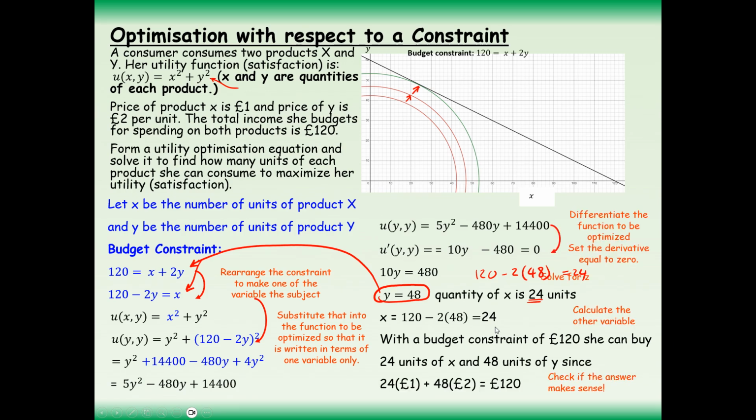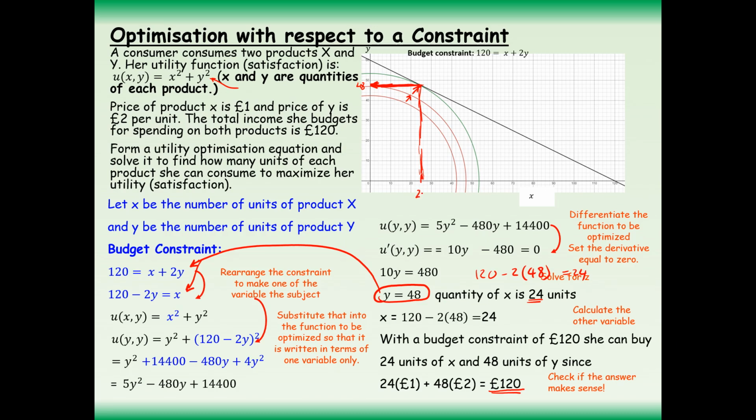And notice where the graph is, you can check actually that 24 times 1 plus 48 times 2 gives us the maximum amount that the consumer could have spent. And if we check out the graph here, the y value is exactly 48 there, somewhere between 50, and the x value here is some number between, yeah, it is actually 24.